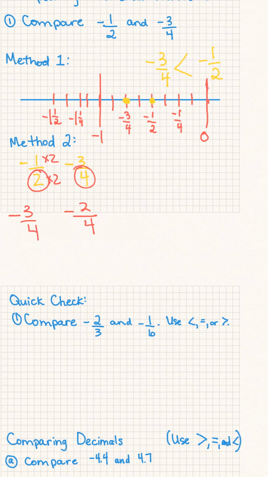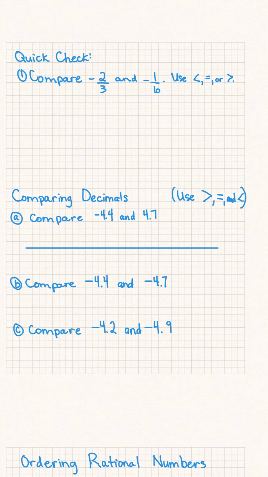3 is a bigger number, but it's farther on the left. It's farther away from the number 0 because -3/4 is farther away than -2/4. Therefore, same thing is true. -3/4 is less than -2/4, and -2/4 is equal to -1/2. So either way, whatever way you would like, you can use the number line or you can make the denominators the same.